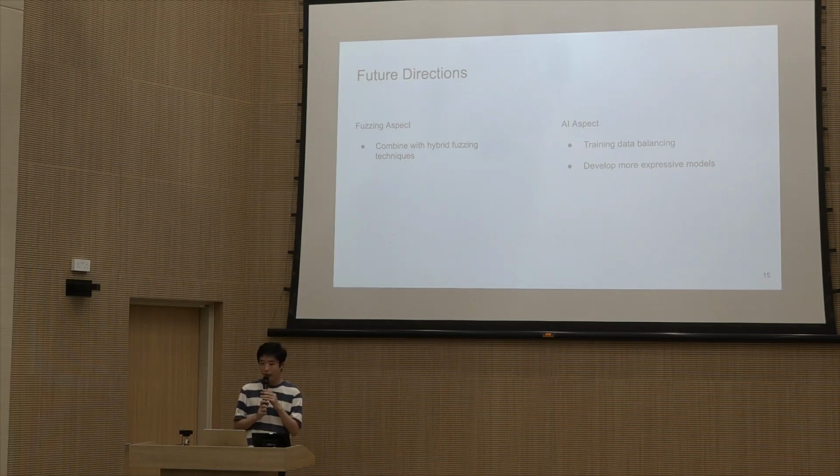And from the AI aspect, what we can do is try to balance the training data, because most of the inputs are not reachable for a certain part of the program. So you can try some training data balancing techniques. And the second thing we can do is develop more expressive models which are position independent.